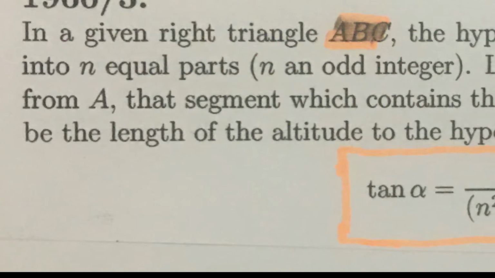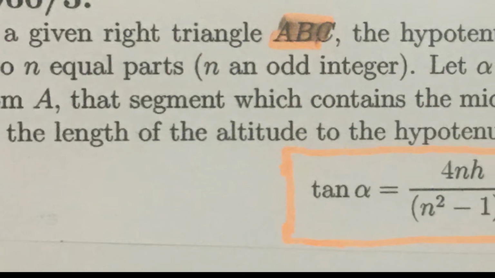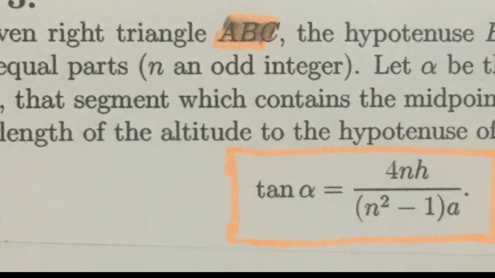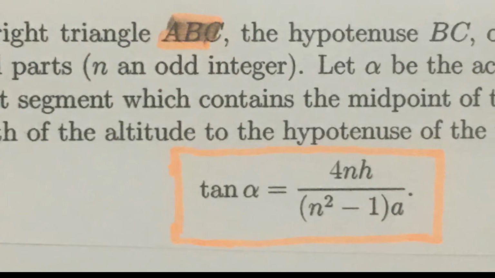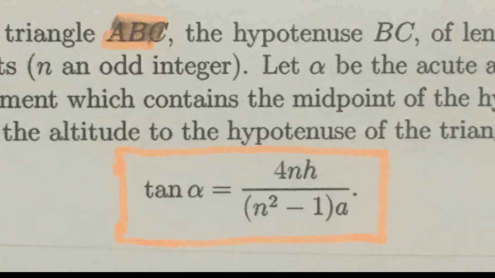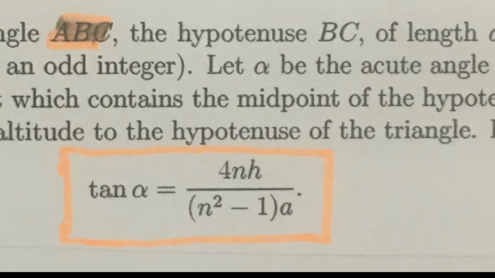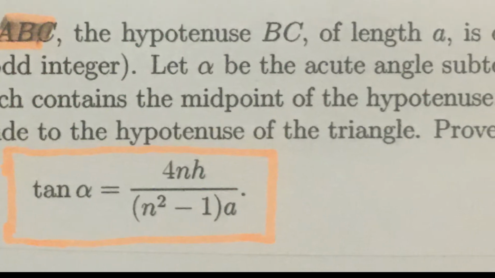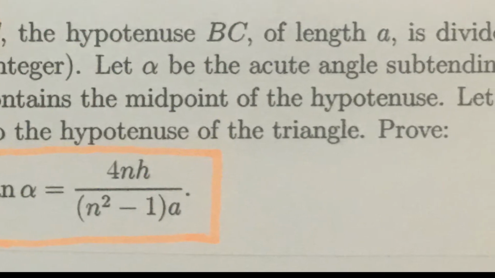Hi, this is International Math Olympiad 1960, problem number 3. In a given right triangle ABC, the hypotenuse BC of length a is divided into n equal parts, n an odd integer. Let alpha be the acute angle subtending from the point A that segment which contains the midpoint of the hypotenuse. Let h be the length of the altitude to the hypotenuse of the triangle. Prove that tangent alpha equals 4nh over (n squared minus 1) multiplied by a.